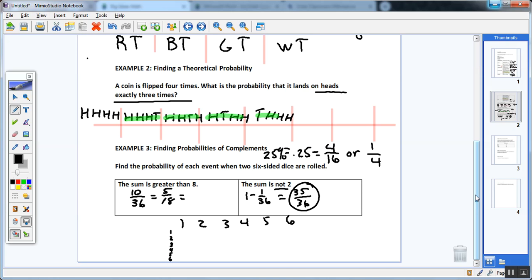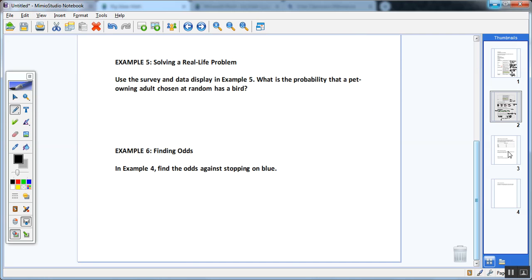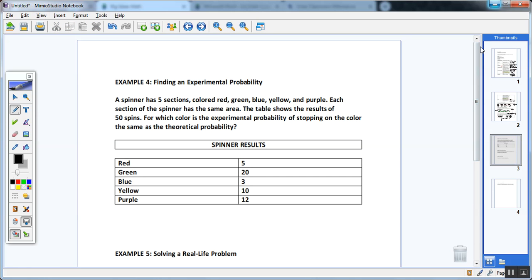Next page. Any questions about what we're doing up here? Yeah. Guys feeling okay so far? Yeah. Okay, next page.